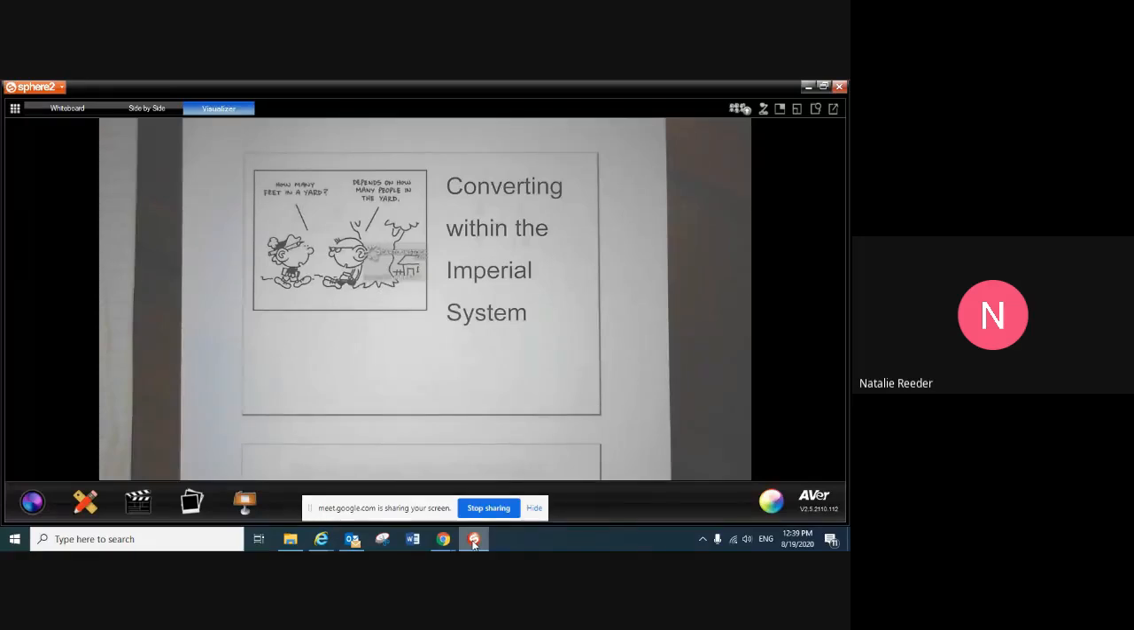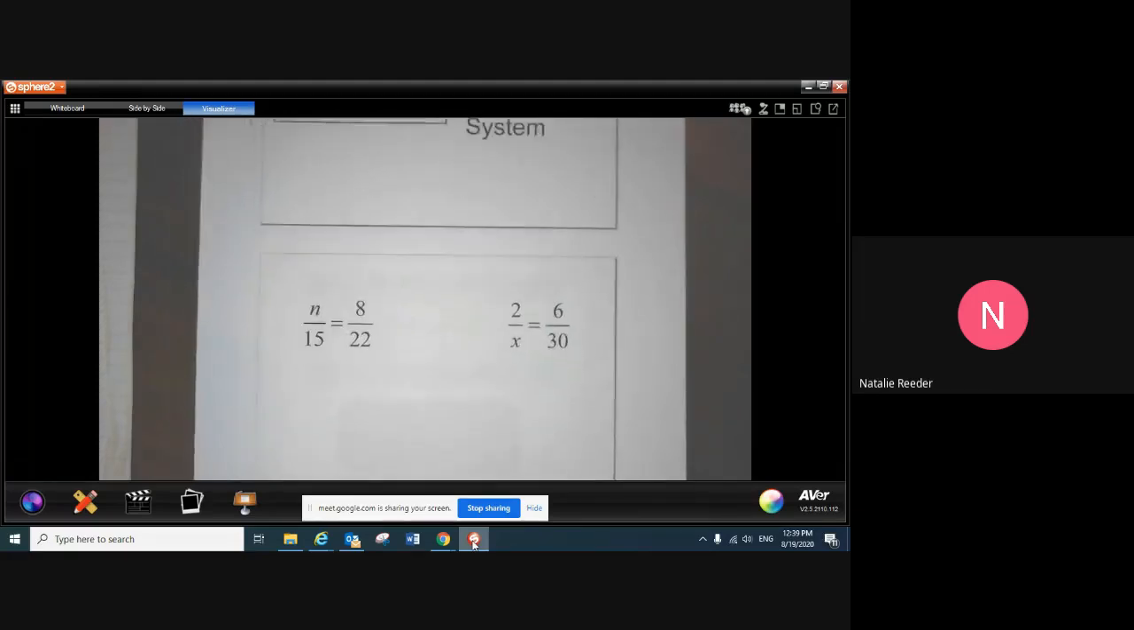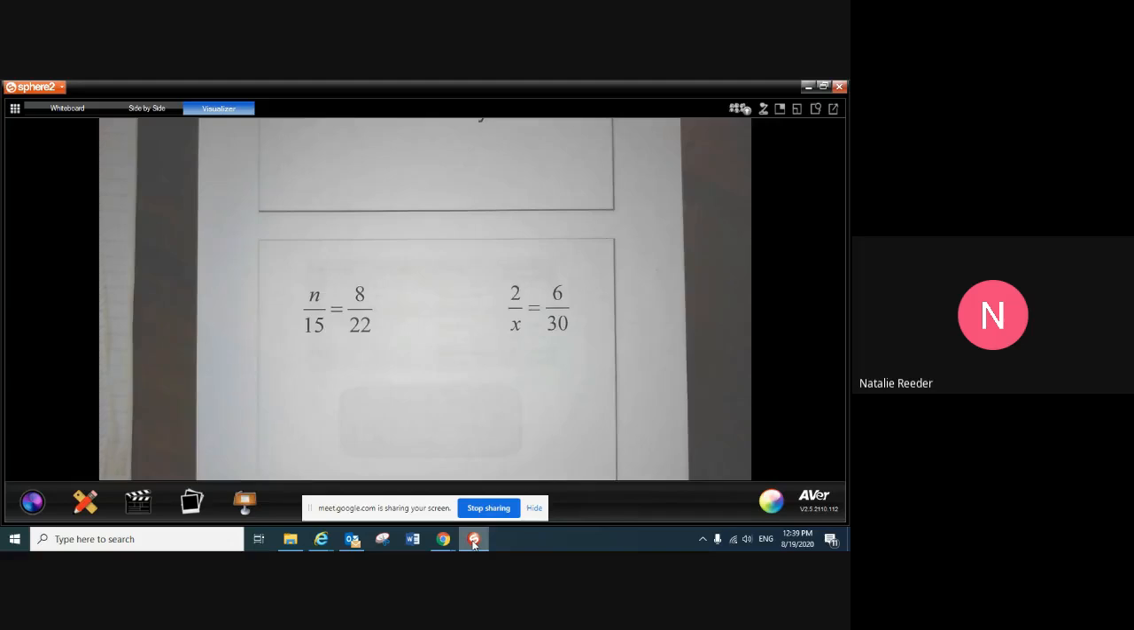Today's lesson is about converting within the imperial system. So before I get started, we're just going to review again how to solve a proportion, because we are going to be converting within the imperial system using proportions. So these were basically the same examples as in the last lesson, but just to remind you, how we solve a proportion is we cross multiply.